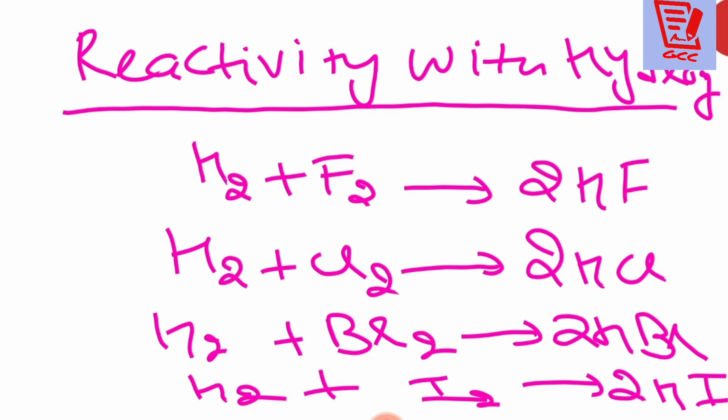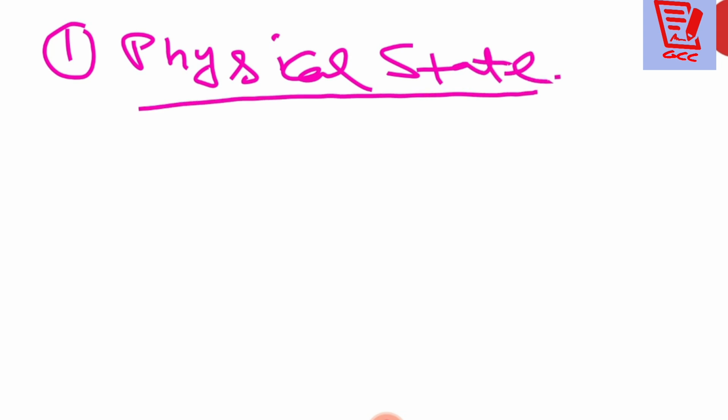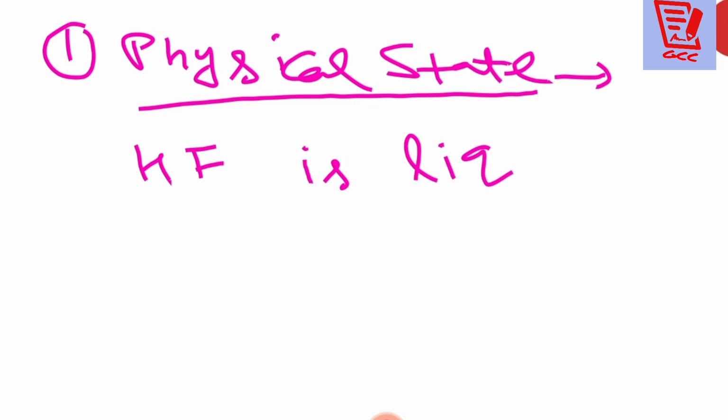Now let's start their properties one by one. As we have done previously in the previous group, same way here also. Number one, we have the physical state. What to discuss, beta? About their physical state. Whenever we talk about the physical state, they told HF is a boiling liquid, or you can simply say HF is a liquid.